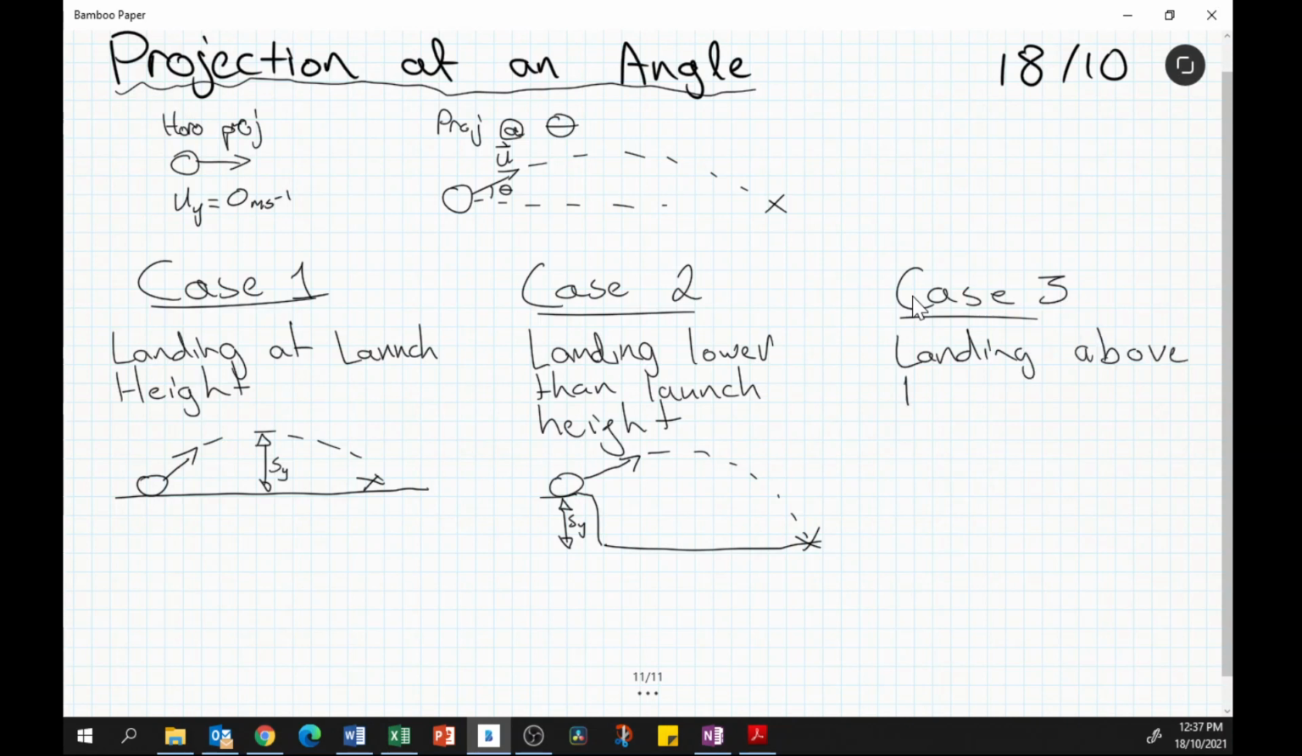All right, and this last one obviously is landing above launch height. So this is the old basketball hoop example.